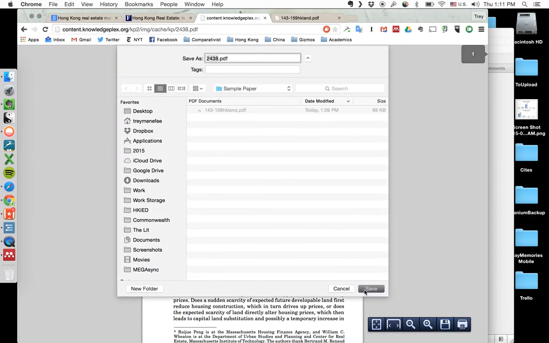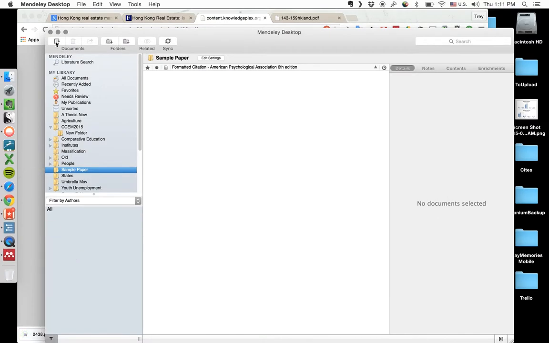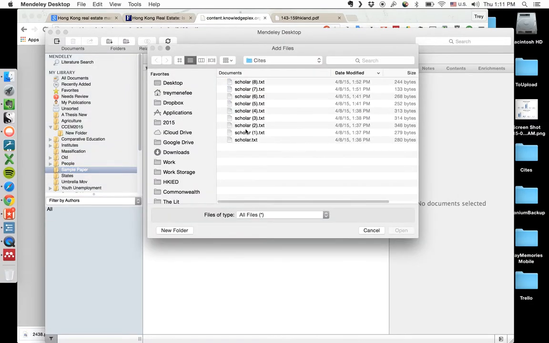Let's save this paper in our sample paper. And now let's get back over here to Mendeley and we're going to add documents.